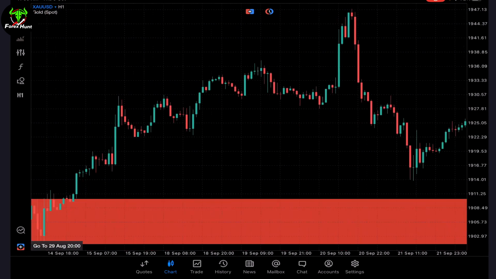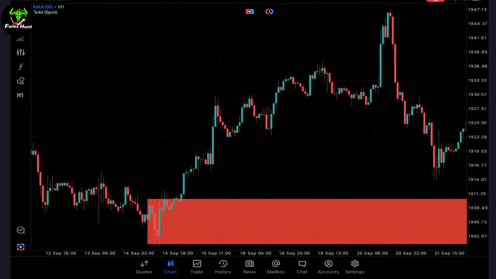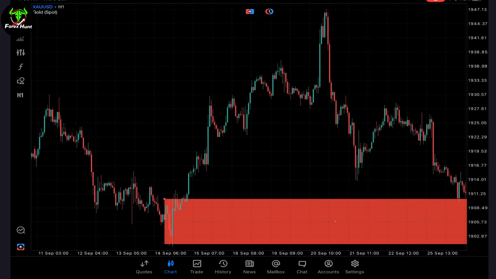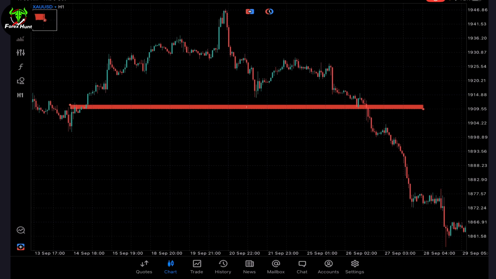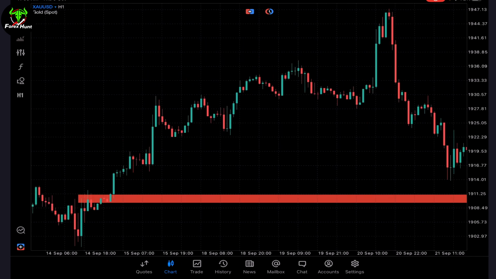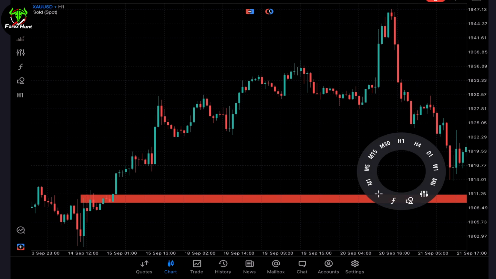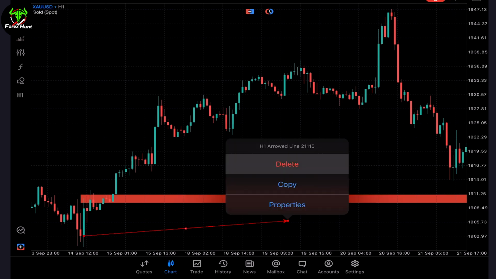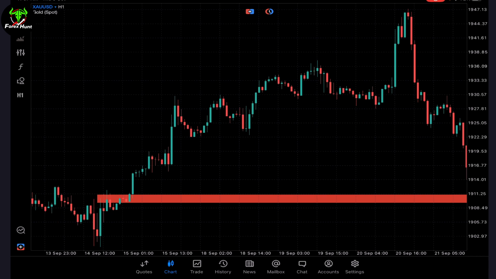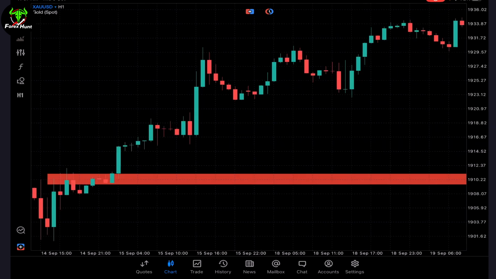Now moving to H1, guys, you can find here this is an H1 order block, which is only 20 pips, hardly 25 pips. What is this? Approx it is 1910 and 1911.25, means 15 pips area. So you can buy here. You can buy here, guys. This is an H1 order block.